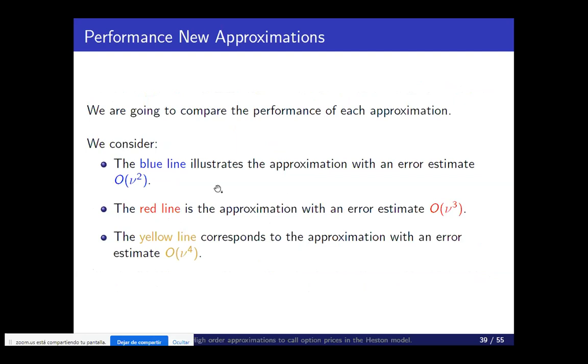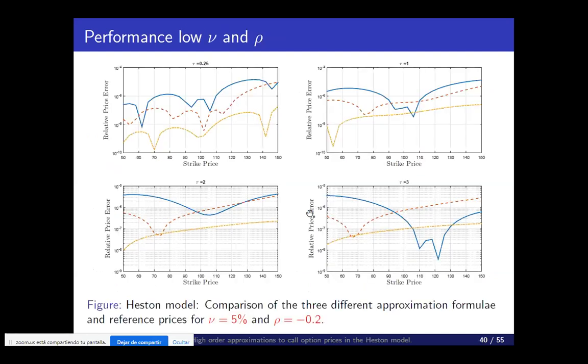The blue line illustrates the approximations of the first approximation formula for Lis and Loss. The red line is the nu power 3, and the yellow line is the nu power 4 approximation, okay? Something we can see is that in general, the new approximations behave better than the others. Something quite interesting is that there are some ranges where the first approximation behaves better than the others.